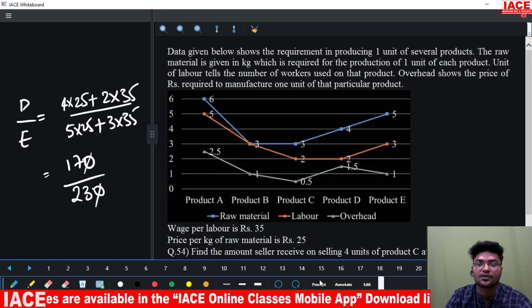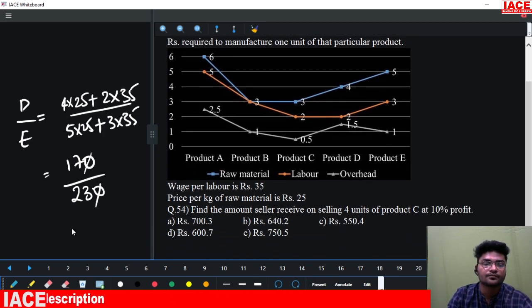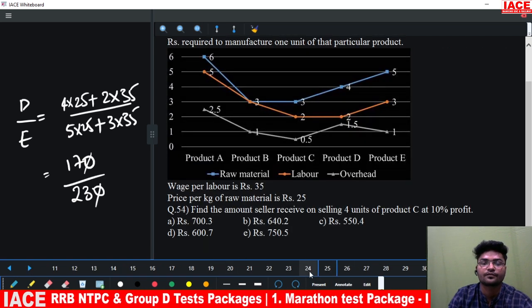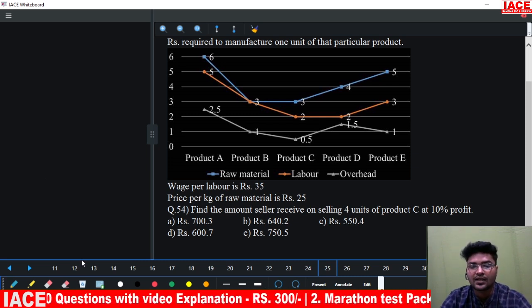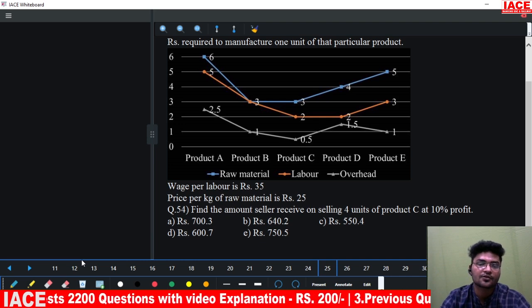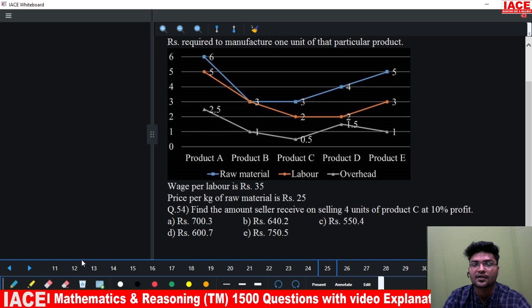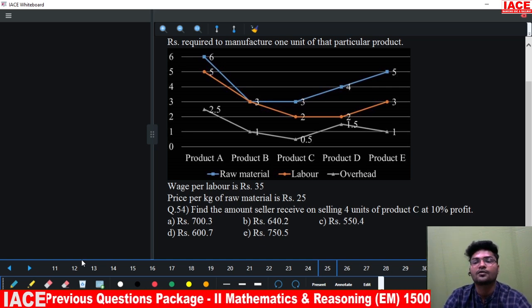Next question, question number 54. What is this question saying? Find the amount seller receives on selling 4 units of product C at 10%. 4 units of product C at 10% means first let us find out how much is the selling price of 1 unit of product C.